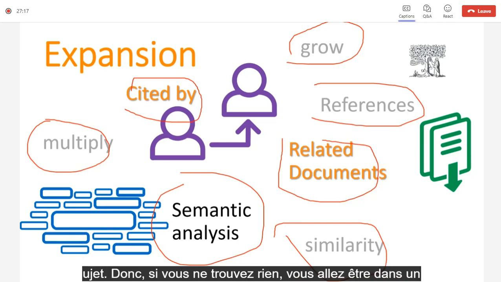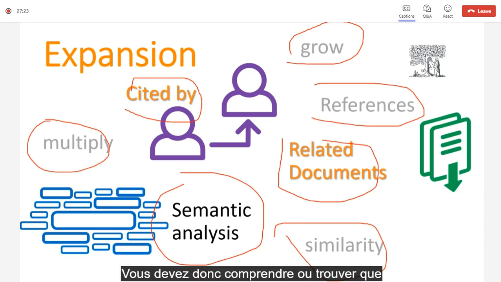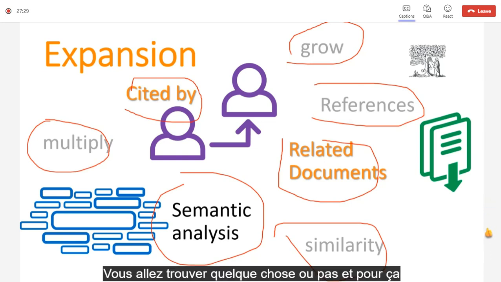So if you don't find anything, you're going to be in a local minimum, let's say. So you need to understand or find out whether in the neighborhood you are going to find something or not. And for that, you need to make an expansion again.